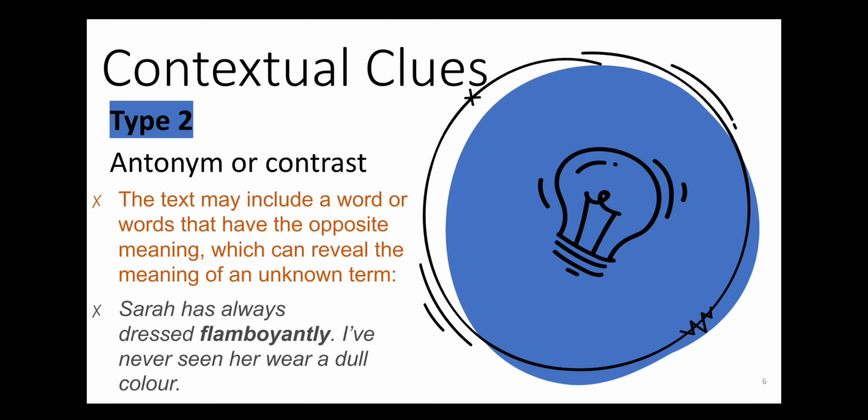Type 2, antonym or contrast. The text may include a word or words that have the opposite meaning, which can reveal the meaning of the unknown term. Let's look at an example. Sarah has always dressed flamboyantly. I've never seen her wear a dull color, which means that Sarah always wears bright and colorful dresses.